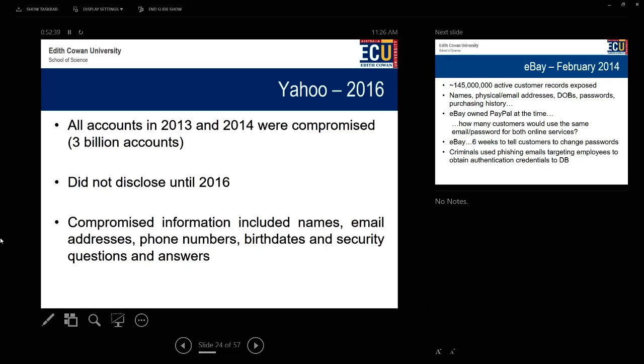But the worrying thing about this incident was that Yahoo, despite knowing this, did not disclose until 2016. And people were still using Yahoo. If they would have informed their customers, people would have definitely stopped using Yahoo's email services. So what was compromised? Your names, your email addresses, your secret questions, your birthdays, and your phone numbers.